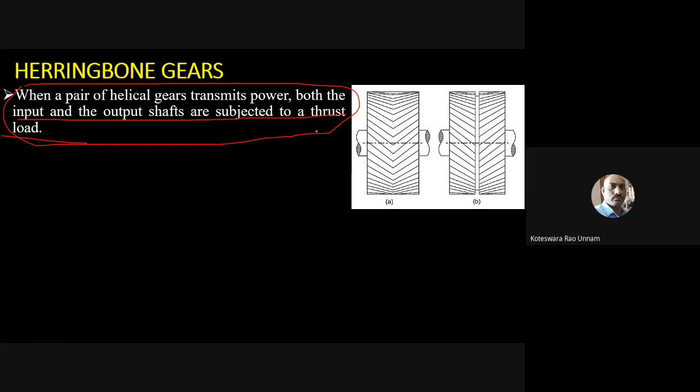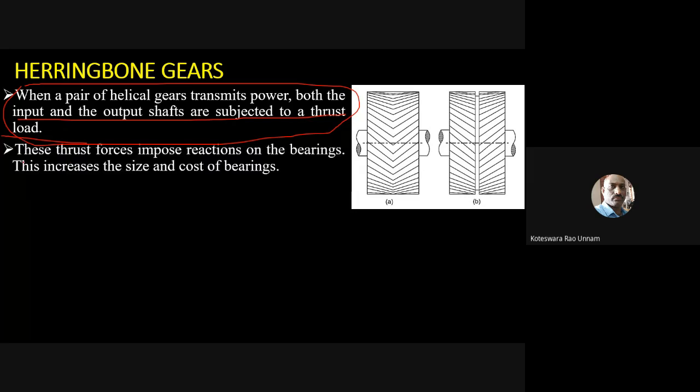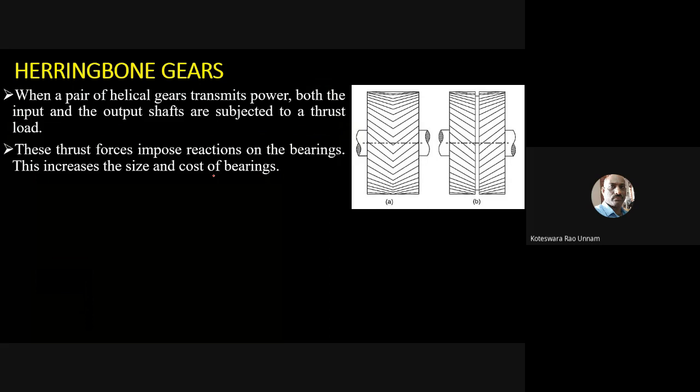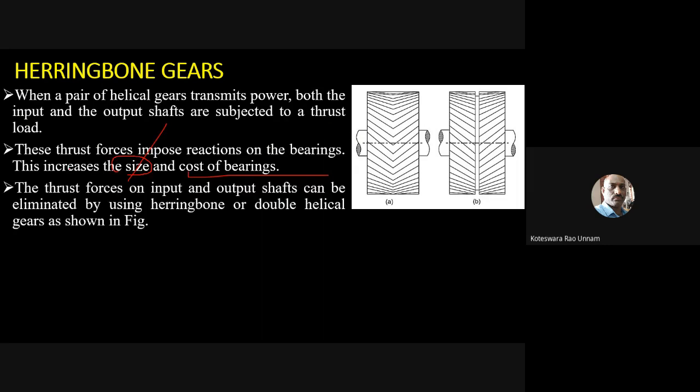So the shafts are subjected to the thrust loads. These thrust forces impose reactions on the bearings. This will increase the size and cost of the bearings because the bearings have to withstand higher forces. Therefore, obviously the size should be more, and if the size increases, the cost of the bearings also increases.